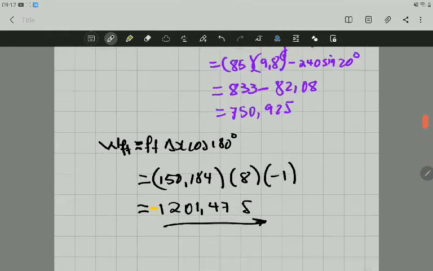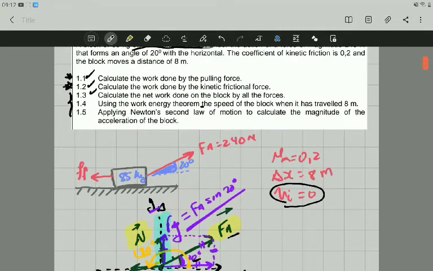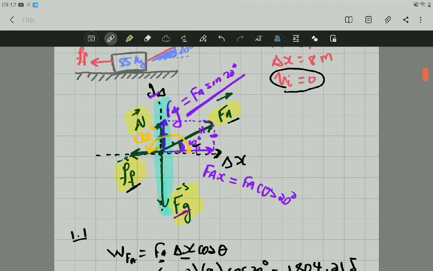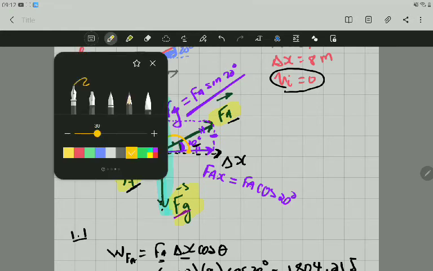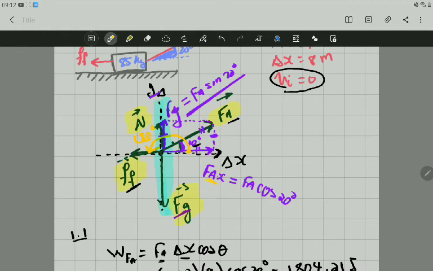Question 1.4 is also done. Let's go to question 1.5, and this is the last question. It says apply Newton's second law of motion to calculate the magnitude of the acceleration of the block. If you come here to the free body diagram, remember the object is moving on the horizontal, so we are going to only use the x-axis. Now, what forces do you see in the free body diagram on the x-axis? We have the component of the force in the x, and we have the frictional force as well. One is pointing in one direction, and the frictional force is pointing in the opposite direction.